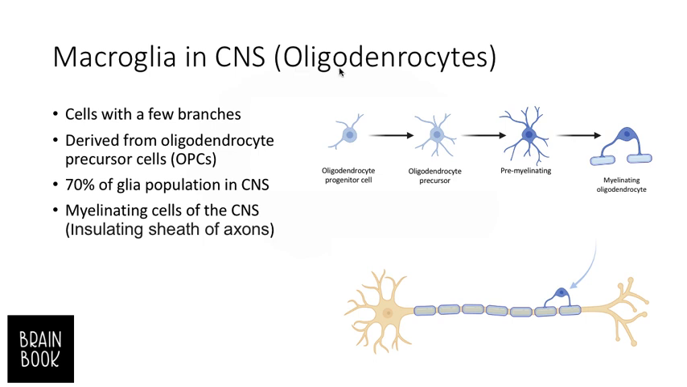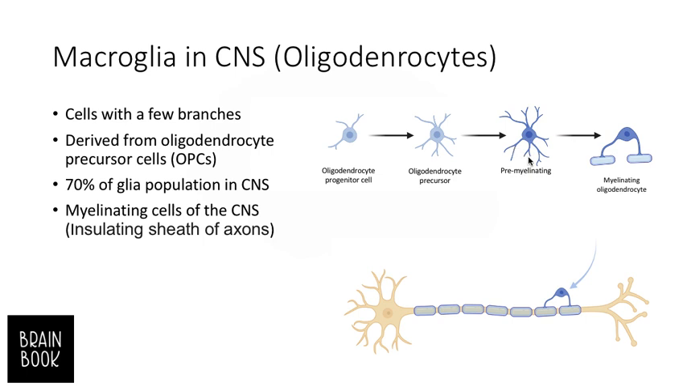Okay, oligodendrocyte. As is apparent from their name, these oligodendrocytes have a few branches. Oligo means a few. They have a few branches, and the oligodendrocytes in our CNS are derived from OPCs. OPCs are oligodendrocyte progenitor cells. And during development, they will change to oligodendrocyte precursor cells, and then pre-myelinating cells.